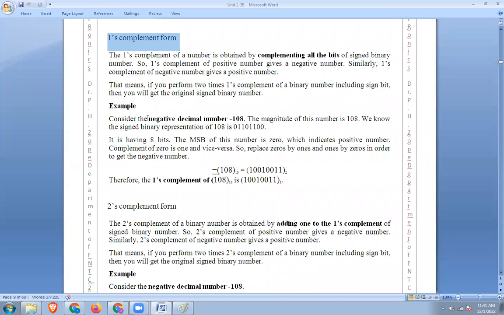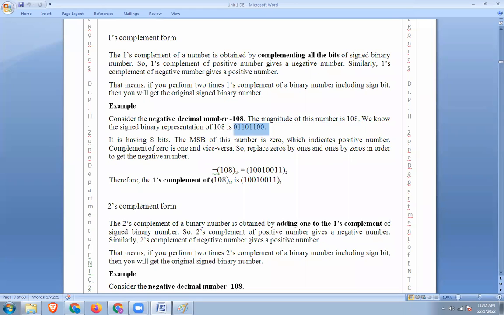So here consider a negative decimal number. Initially we will consider one negative decimal number, that is minus 108. Minus 108 means here it has a minus sign. So here we know 108's equivalent. The 108 equivalent is 0110 1100. This is the 108 equivalent binary.